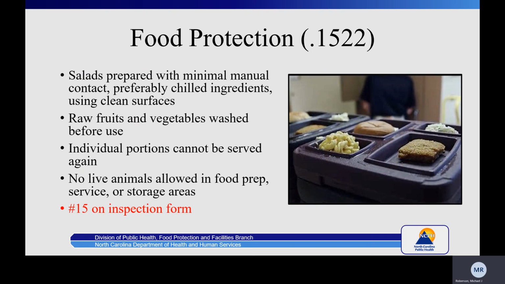Individual portions cannot be served again. So if you look at the picture, you'll see a typical tray that you'll see in the food service area for a local confinement facility. We want to make sure that individual portions are not brought back to the kitchen from one inmate and served to another, and that no live animals are allowed in food prep, food storage, or food service areas. Any violations of these items would be noted under number 15 on the inspection form.